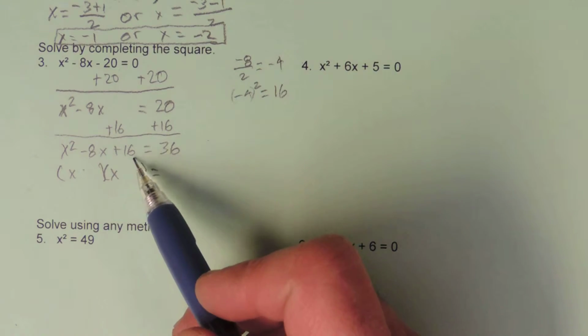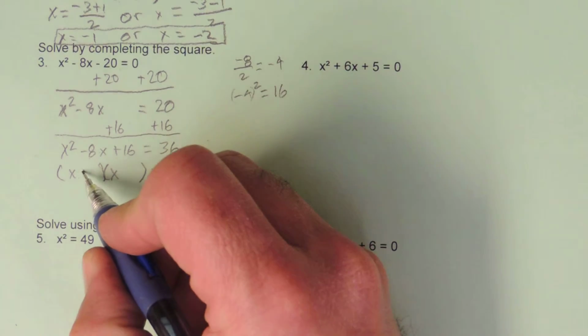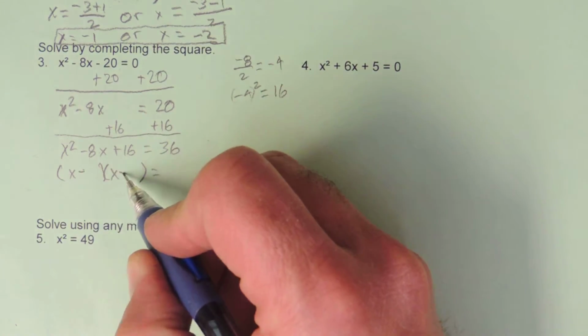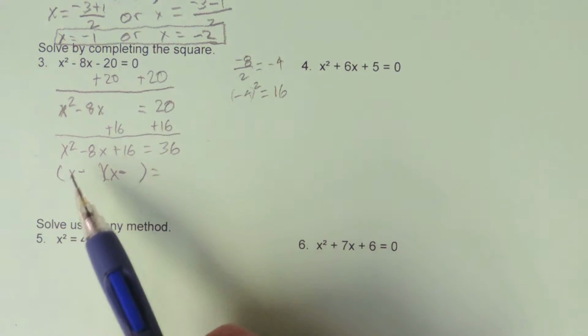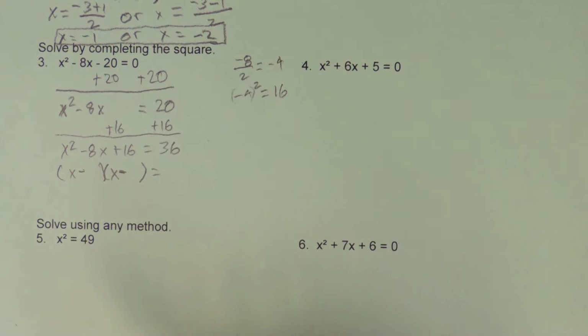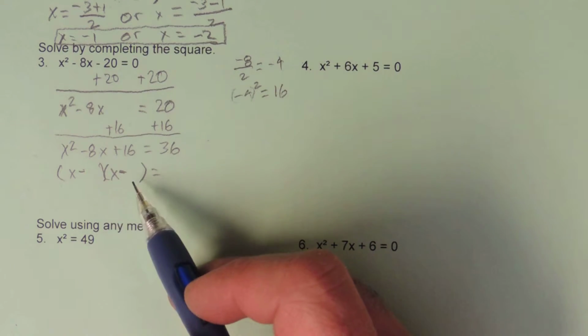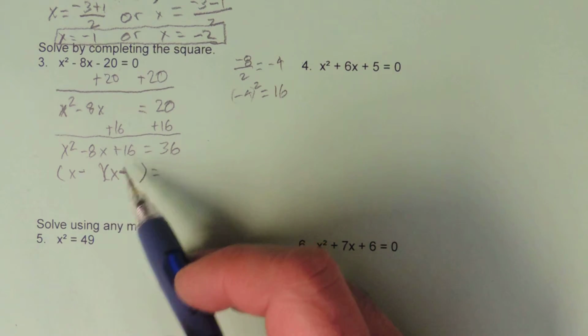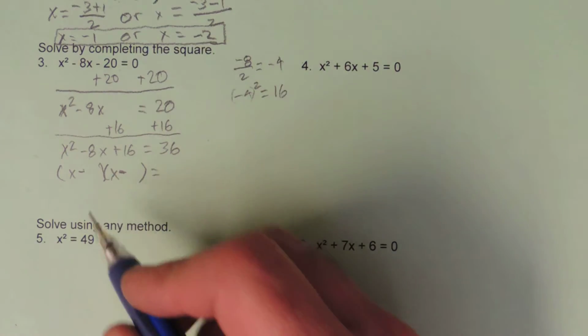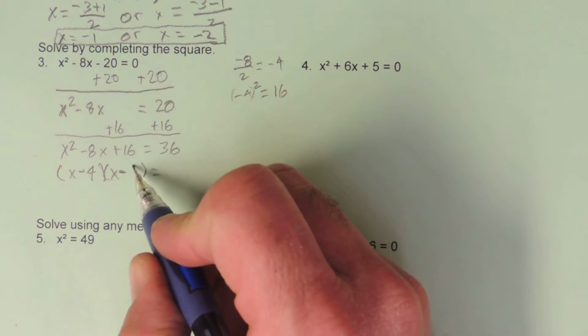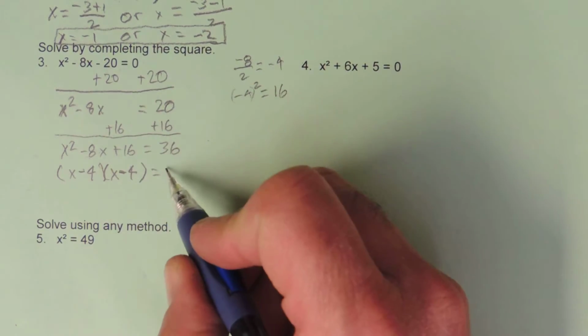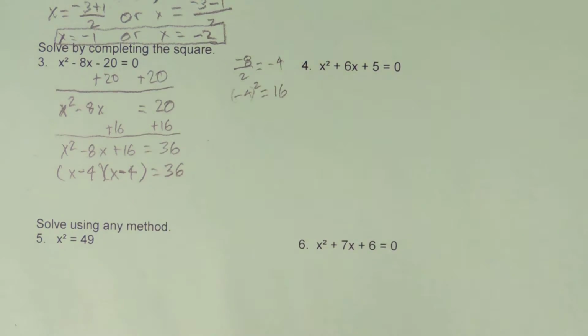To get a positive when I multiply, I have to have two negatives or two positives. In this case, I know it's two negatives because if I add two positives, I'll get a positive number. The only way to get a negative number when I add is to have two negatives in this case. Okay? So what multiplies to give me 16? What adds to give me negative 8? Negative 4 and negative 4. And that still equals 36.